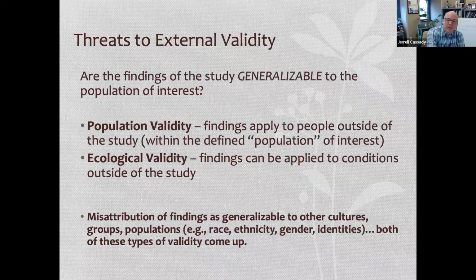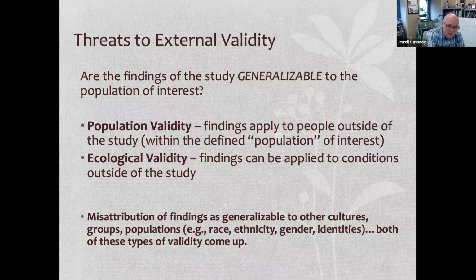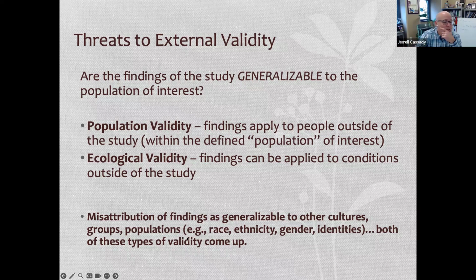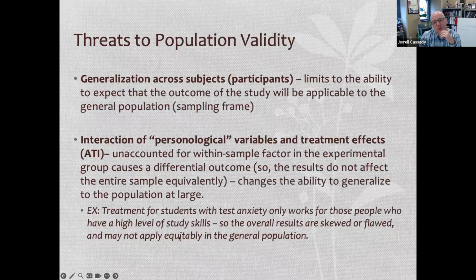Threats to external validity, as I said, many people will lump that ecological validity together with this, and I'll try to tease that out a little bit. But the main thing that most people talk about with external validity is population validity, meaning, can I apply the results that I found to a new setting? So threats to population validity are generalization across subjects or participants.